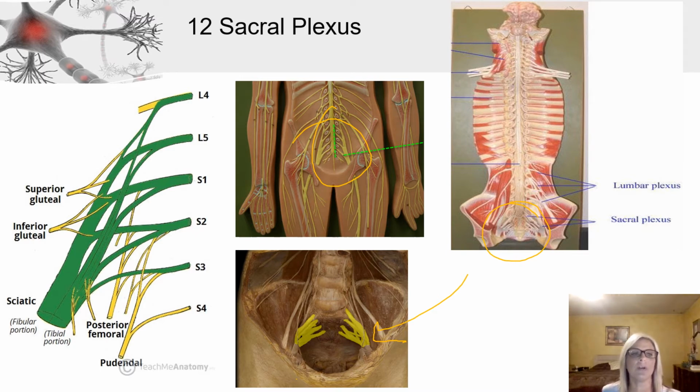We've got the superior gluteal, all right, superior gluteal, then the inferior gluteal, which is what I would normally say, all right, and then it's going to go on to the sciatic nerve, okay, lost my pen. Sciatic nerve here, and then we're going to have the posterior femoral, or sometimes this is called the posterior femoral cutaneous, and then the pudendal. All right, pudendal there.